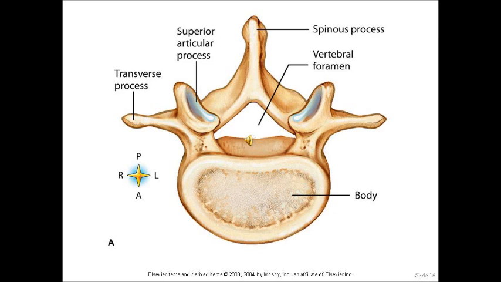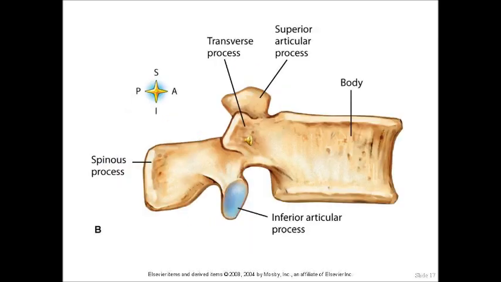But I want you to be familiar with these parts: the transverse processes, the spinous processes, the bodies, and the vertebral foramens. Here you can see a lateral view of the vertebra. This is a lumbar vertebra, and I can tell that because the spinous process looks so blunt.